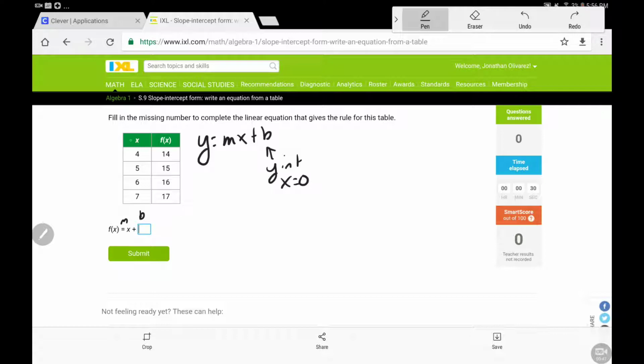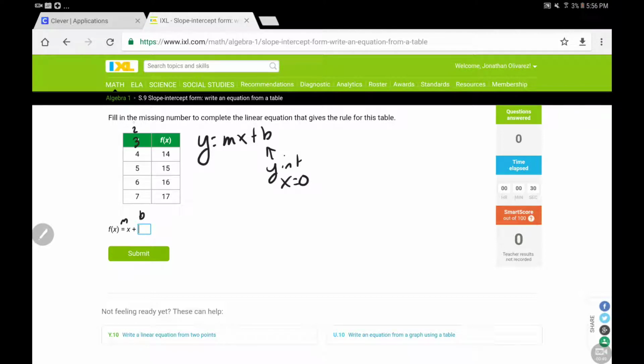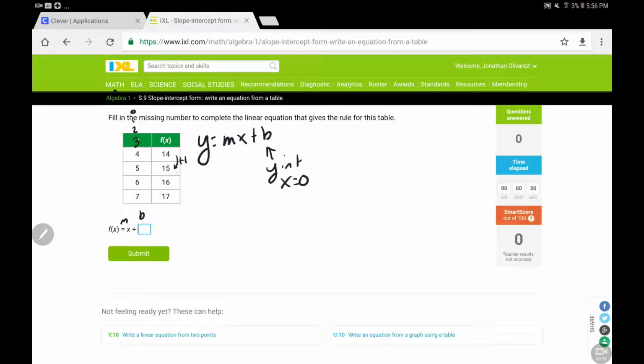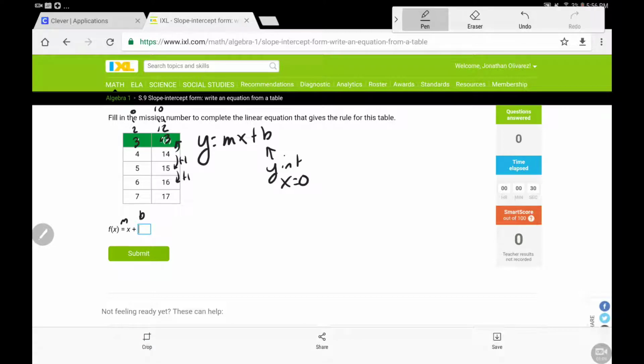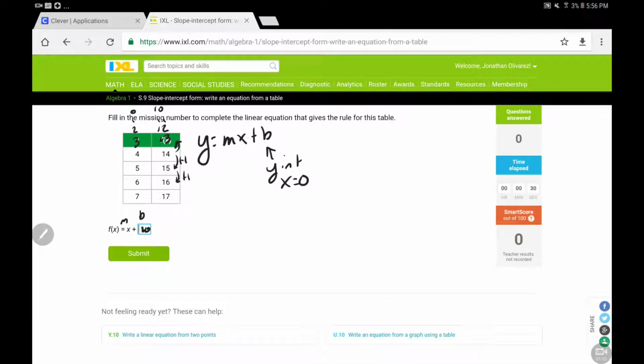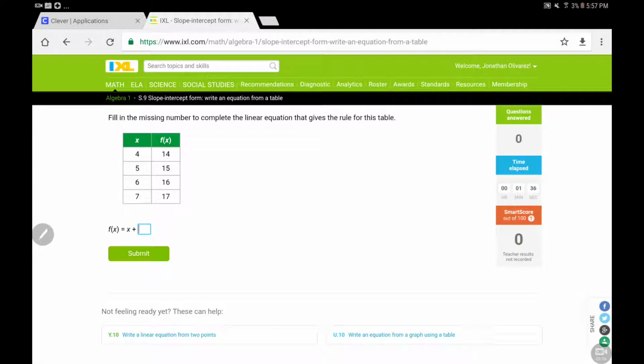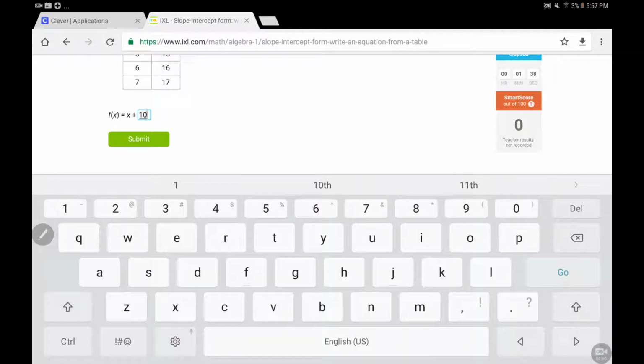So we have to kind of go backwards. 3, 2, 1, 0. And then if we know our y values, 14, 15, 16, they're going up plus 1 each time. So, to go backwards, we're going to subtract. So 13, 12, 11, and 10. So this number here is simply 10. Okay. So we can just come over here, type that in. We've got it.